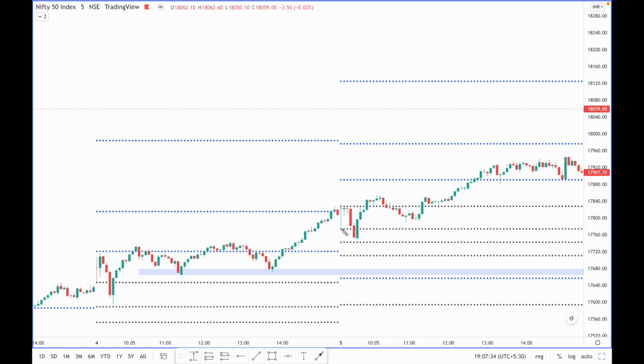CPR for the same day is here and price makes this strong bullish pin bar. Now this happens to be the previous day high. So let me mark the previous day high for you. This is the previous day high. From this area, price takes resistance and falls back to the CPR. At CPR, price makes this strong bullish candle and the price is pushed up again.